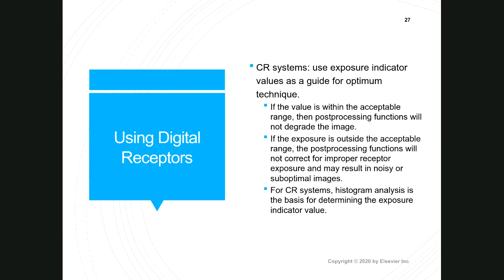But if you're outside the acceptable range, then any post-processing is not going to counteract what you did wrong to make yourself outside the acceptable range. And they reference that for a CR system, the histogram analysis is the basis for determining the EI value. So remember that histogram analysis, it compares it to a diagnostic image of the same thing that you're exposing. So that's where the baseline is for the EI value in a CR system.